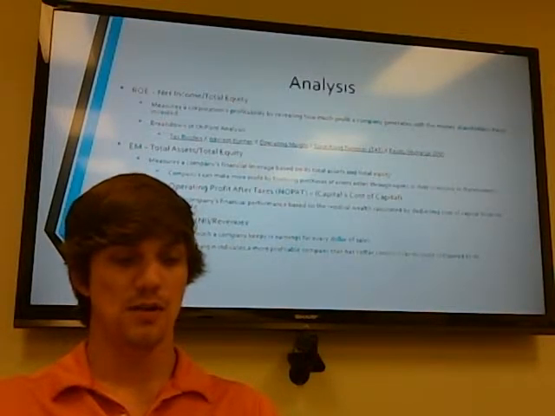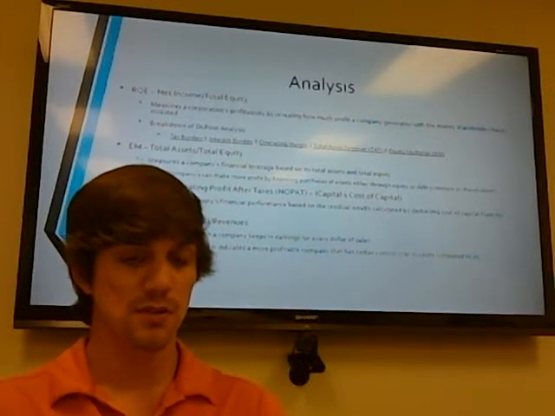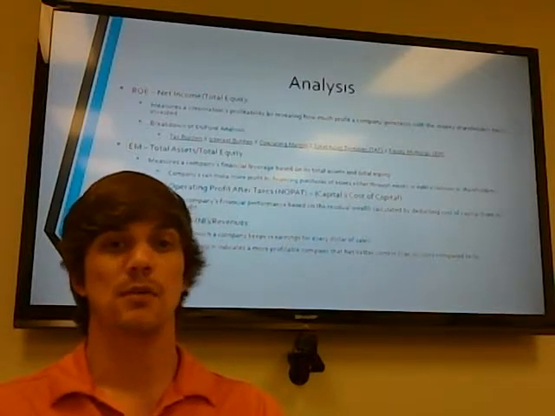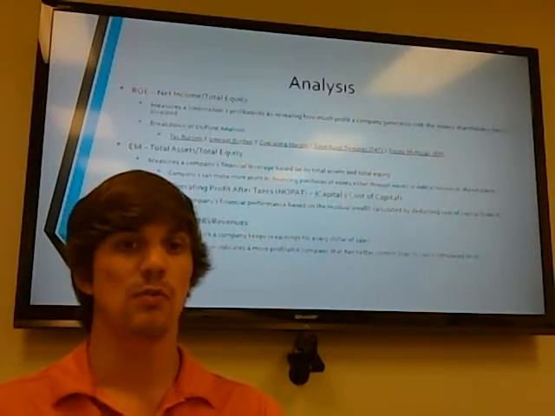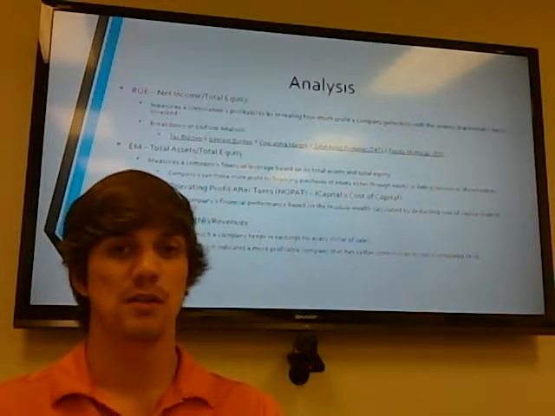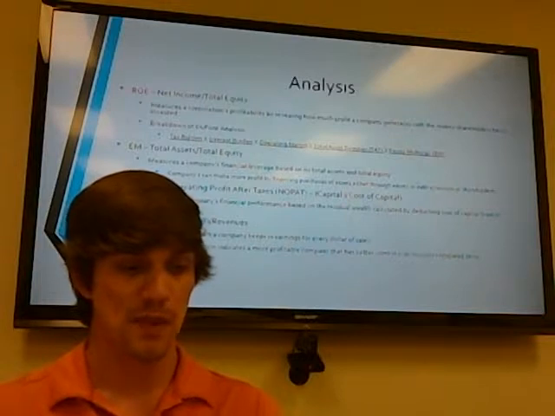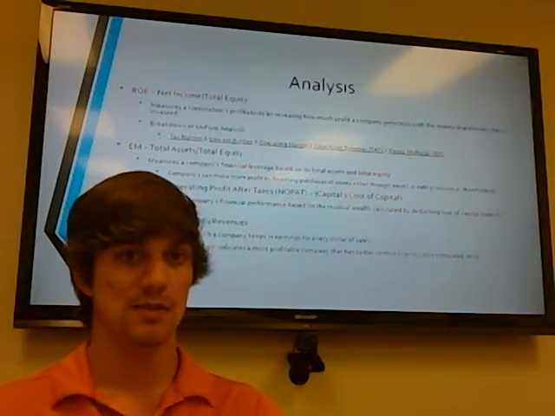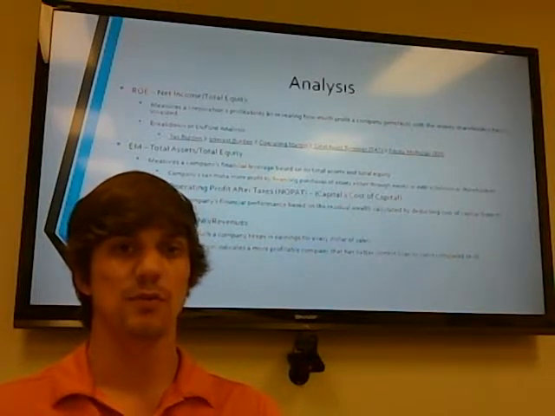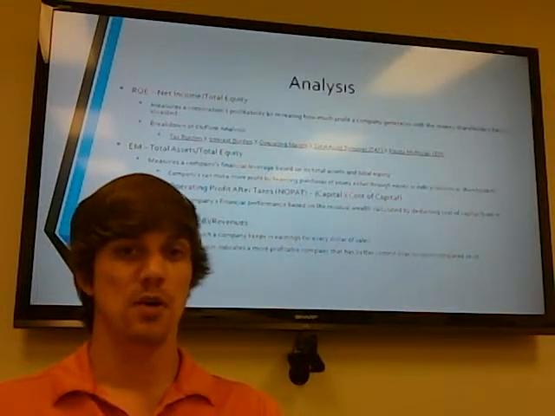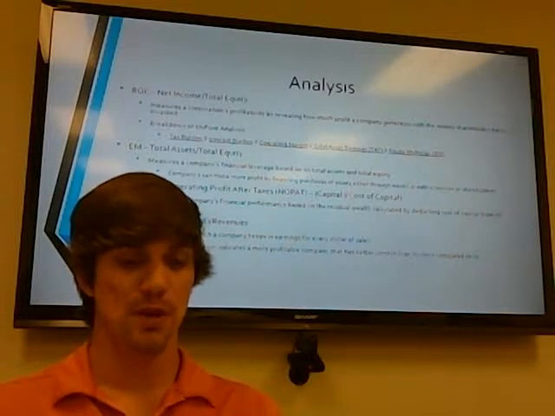Computer's kind of slow. All right. So let's touch on the key ratios real quick. ROE is net income over total equity. It measures a corporation's profitability by revealing how much profit a company generates with the money that the shareholders have invested. And then you go into it a little bit further and do the DuPont analysis, which the breakdown would be the tax burden times the interest burden times the operating margin times the total asset turnover times equity multiplier.